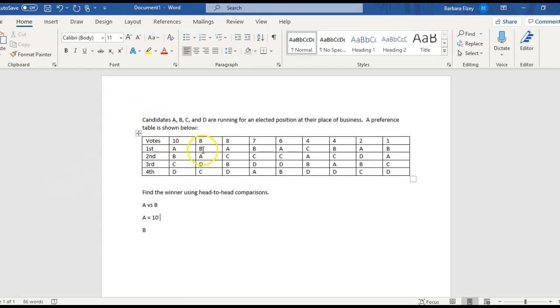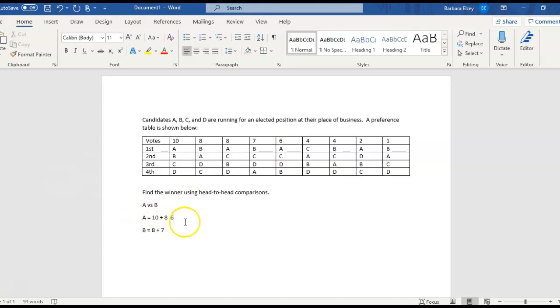Notice these people prefer B, so B is going to get those 8. These people prefer A, so we'll have 8 more for A. These people prefer B, so 7 more for B. Here's 6 more for A.